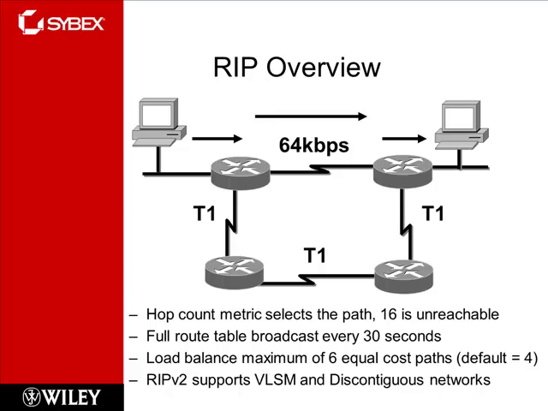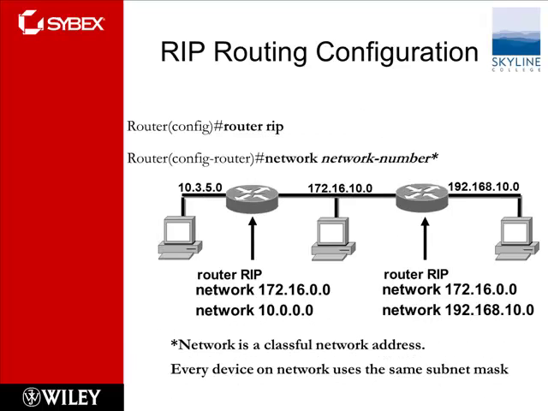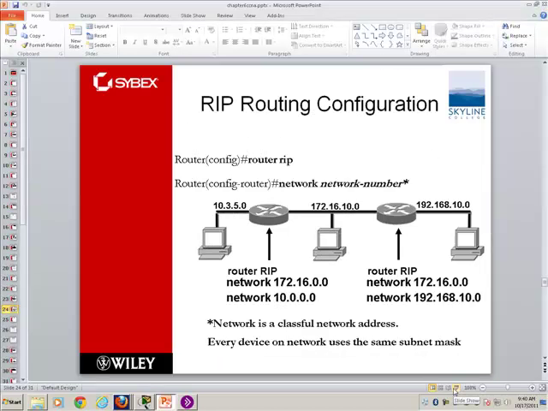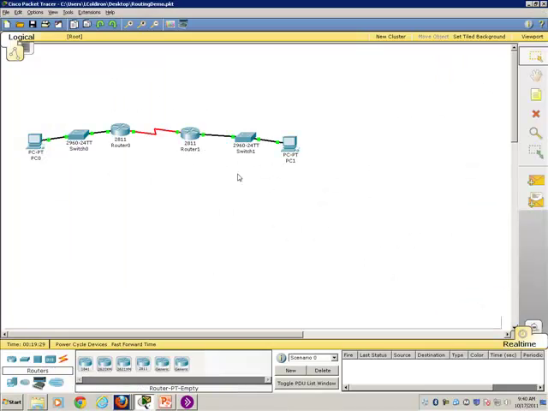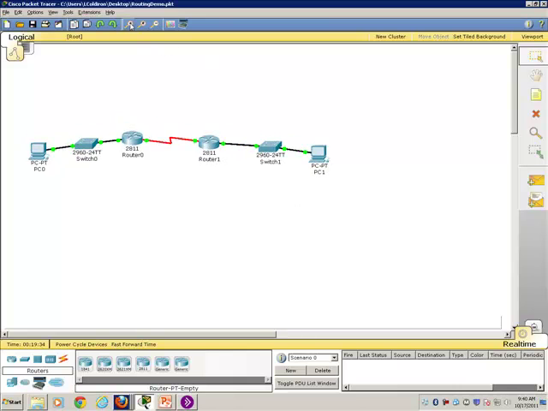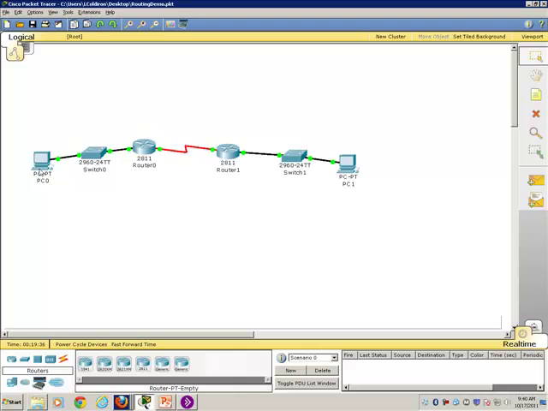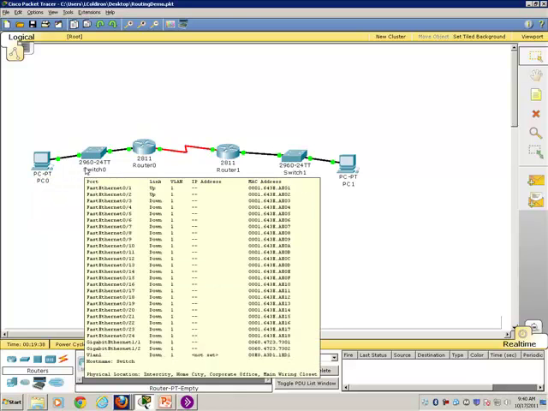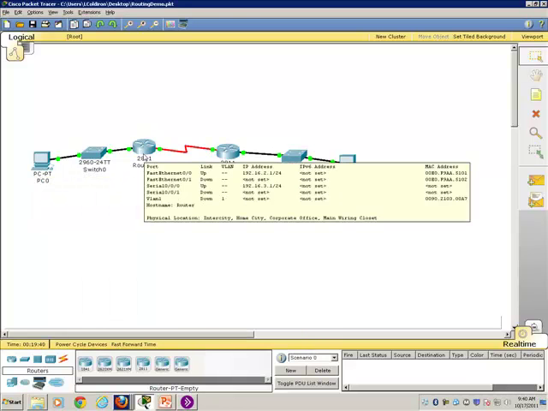Discontiguous networks means that we subnetted something and put one on one side and one on the other side. We're going to have a slide here for you in just a minute. The router RIP, actually let's go through a configuration on router RIP. RIP, again, not a real sophisticated protocol. So let's get our same topology up, and this is the same topology with the same IP addresses that we had before.